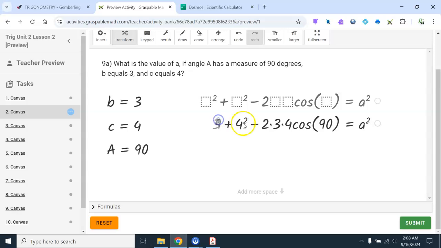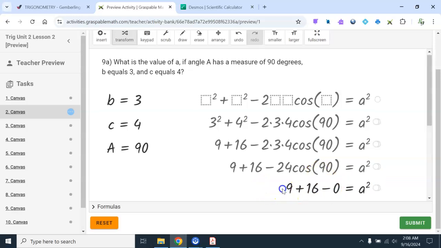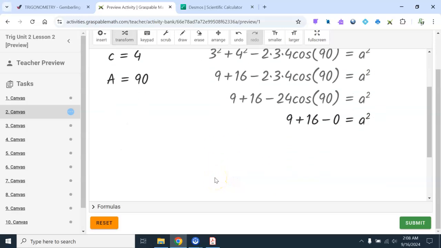But anyway, for the steps here, we're going to square the 3 and the 4. And then go through the multiplication steps here, and the final answer, at least before we do the addition, is 9 plus 16 minus 0. Cosine of 90 degrees actually is 0, so 24 times 0 is 0. So the final answer, as I mentioned earlier, a squared, you should get 25. And then we take the square root of both sides. There are 2 answers, but since we're looking for the length of a triangle, the answer is actually positive 5.